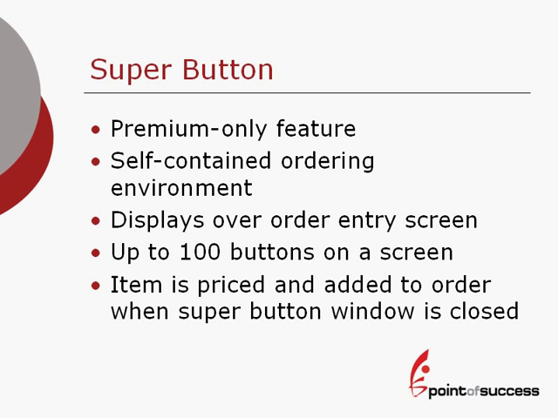Super buttons are only found in Point of Success Premium. A super button is a self-contained ordering environment that, when you touch the button on the order entry menu, displays over the top of the order entry screen. Super buttons can contain up to 100 buttons on a super button screen. An item is priced and added to an order when the super button window is closed.